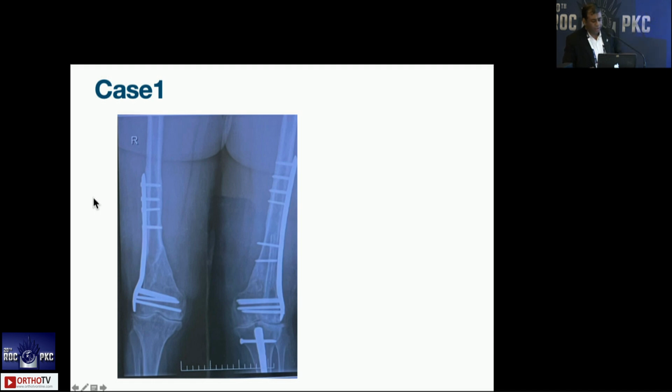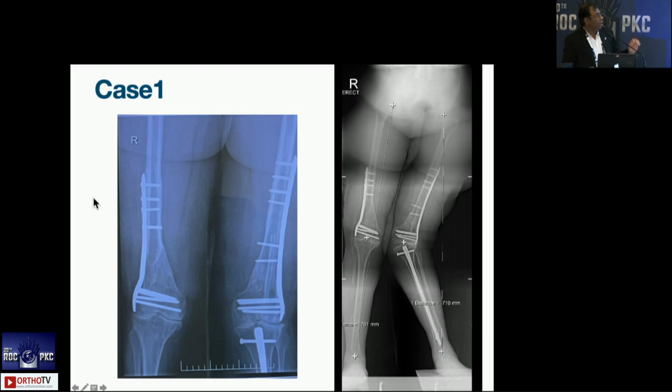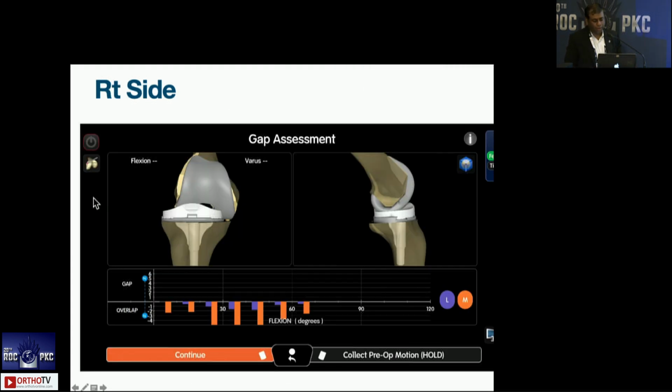If you look at this and then this, I think most of us will feel that these are significant deformities to be tackled in this. And you'll see how robotic helps in this. So these are the graphs that I got on the right side. You'll see a very limited range of movement, a very different kind of pattern that you get.